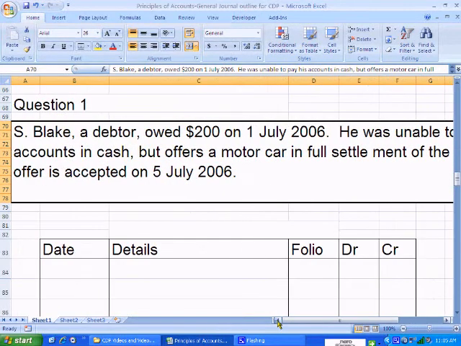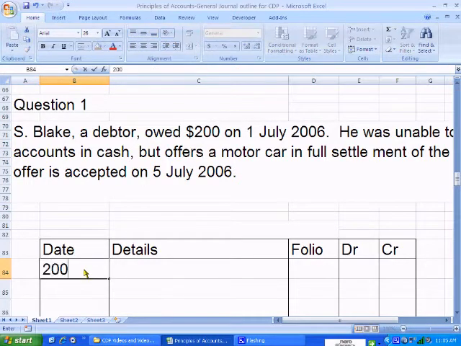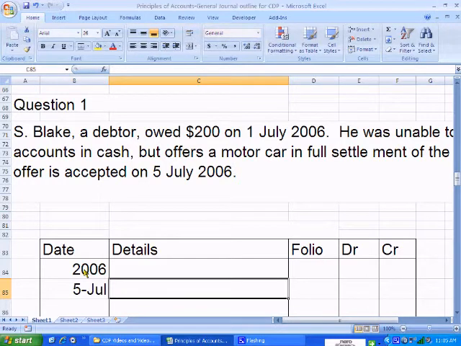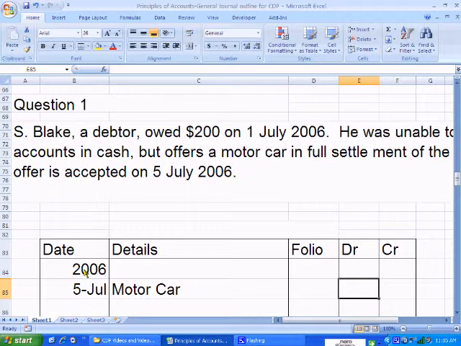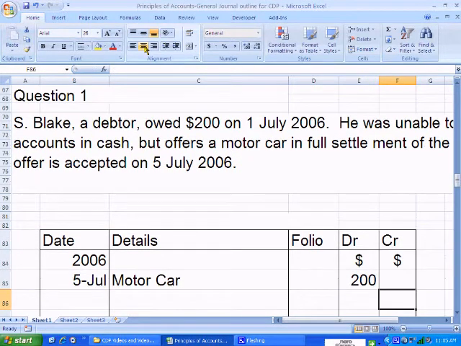2006, July 5, motor car. Motor car is given in full settlement. We have the 200 right there. As usual, place your dollar sign right up here. Then below it, Baker is the one who's paying, so therefore he's losing his motor car as well.